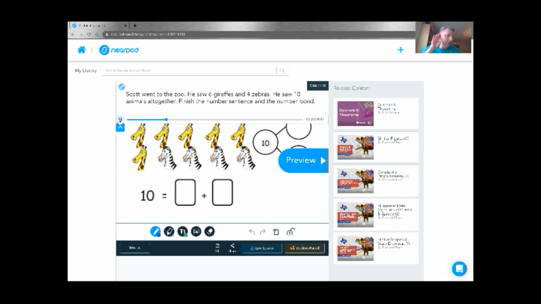Scott went to the zoo. He saw 6 giraffes and 4 zebras. He saw 10 animals altogether. Finish the number sentence and the number bond.